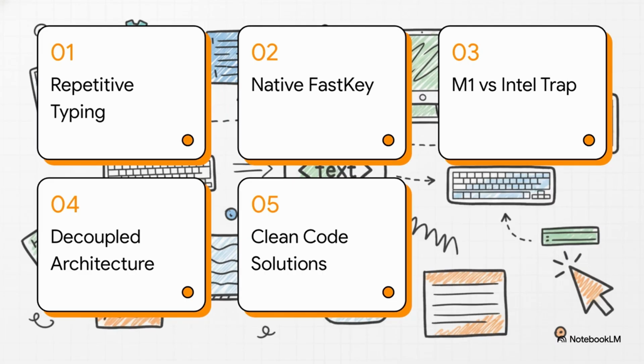Okay, let's just quickly look at our roadmap. We've got 1, the repetitive typing problem. 2, enter FastKey, native and private. 3, the M1 versus Intel trap. 4, decoupling, UI meets engine. And 5, clean code and faster workflows.